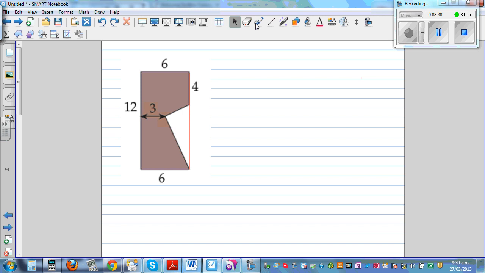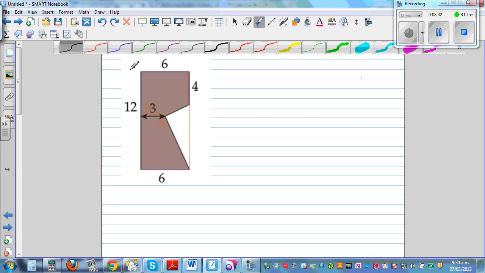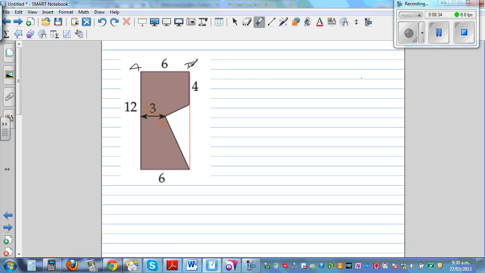So let me write some letters. This is A, B, C, D, which is a rectangle. This is the base, which is 6, and this is the height. So the area of rectangle ABCD is base times height, which is 12 times 6, which is 72 centimeters squared.